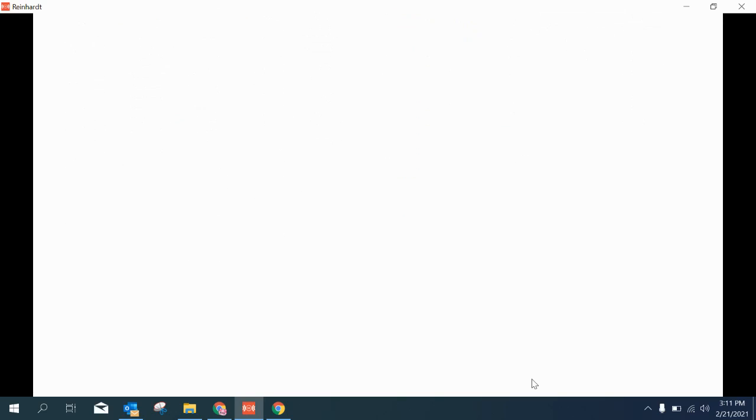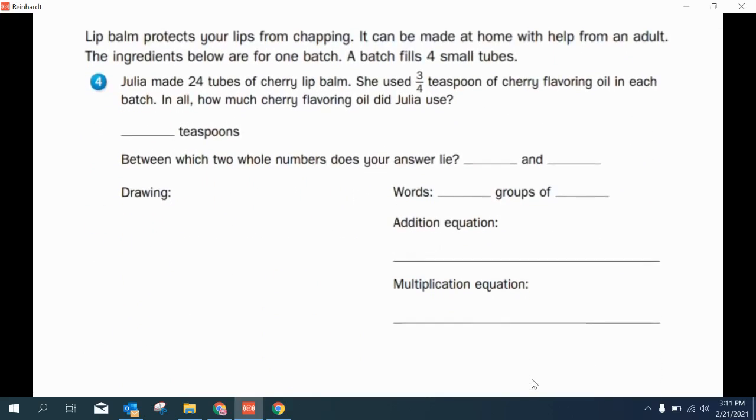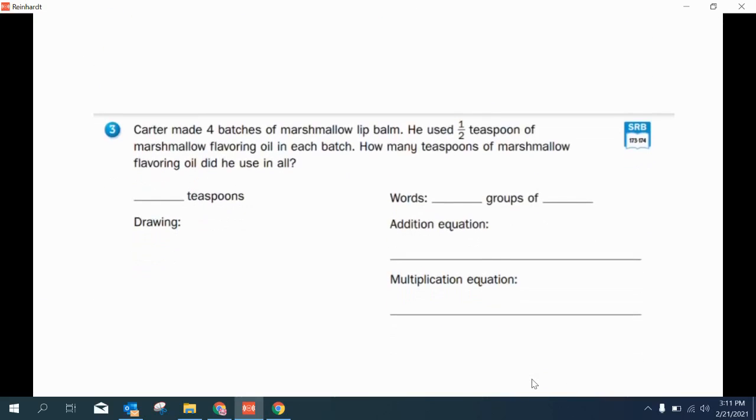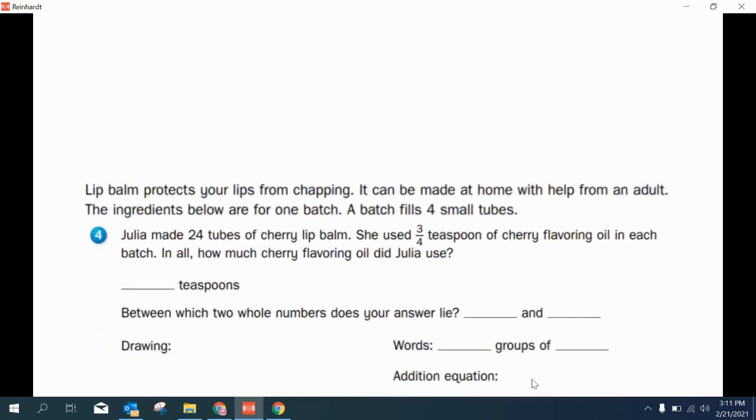All right, so your job will be to answer questions 3 and 4 and make sure you share them with your teacher. So let's just make sure you're getting the right information. He has 4 batches of marshmallow lip balm, 1/2 teaspoon of marshmallow for each batch. So 4 batches each have 1/2. Let's look at number 4.